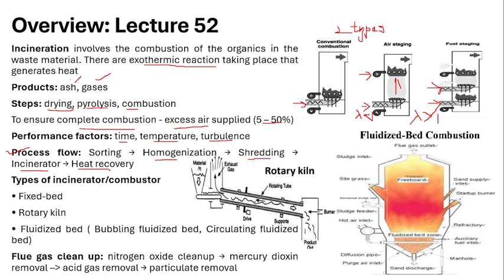Now, coming to the classification of the incinerator or combustor, there are different types of incinerator. It includes the fixed bed, rotary kiln, and the fluidized bed. As the name indicates, in the case of fixed bed, it will be like this. We have the fixed bed of inert materials here. It is completely packed with the materials, and then we are supplying the air here, and then the burning of the biomass happens. All of this happens in the fixed bed. Okay, this bed is a fixed bed.